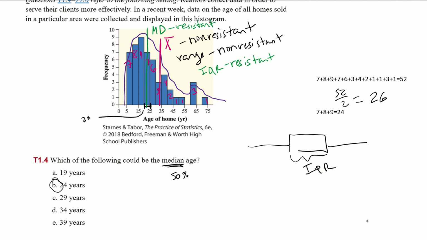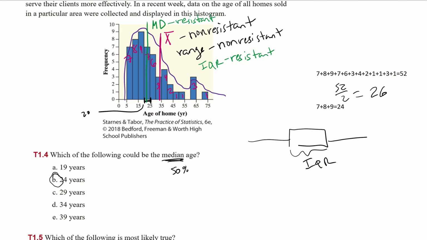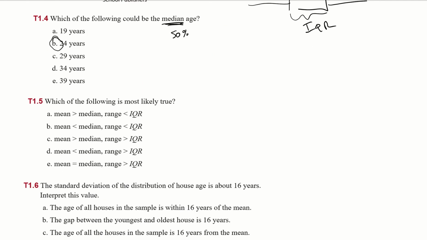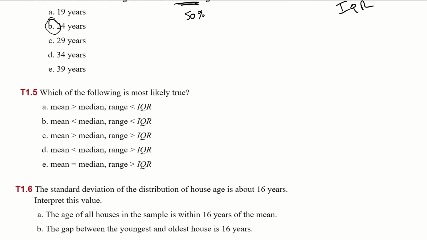So if I toss in an outlier on the left or the right side, it's not going to really affect the IQR. Therefore, we expect that the range, because we have outliers here on the right side, like this one here, for example, is going to be affected and increase. So similarly, we would expect the range to be greater than the IQR. So the answer is C.